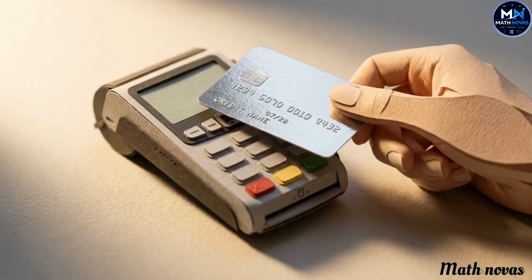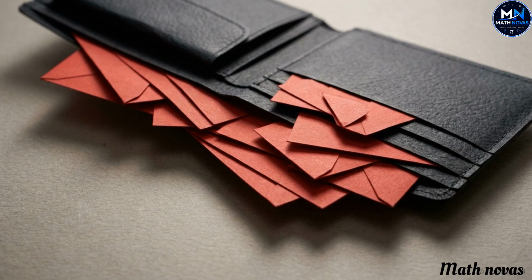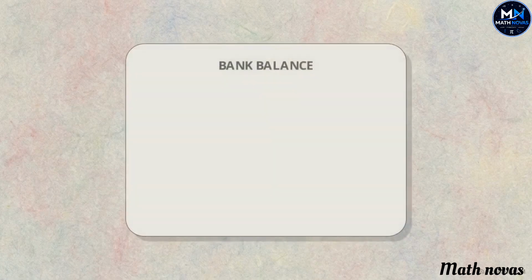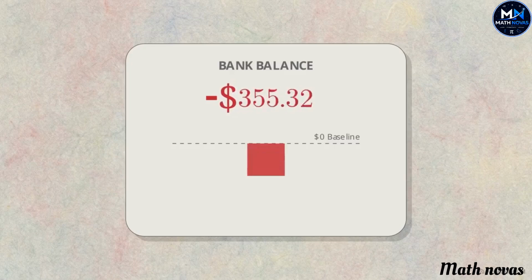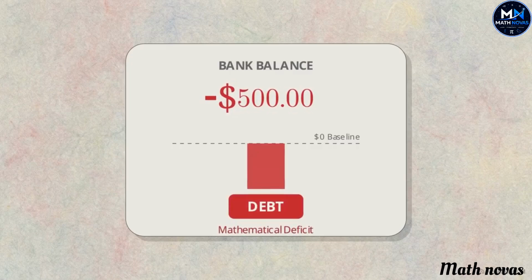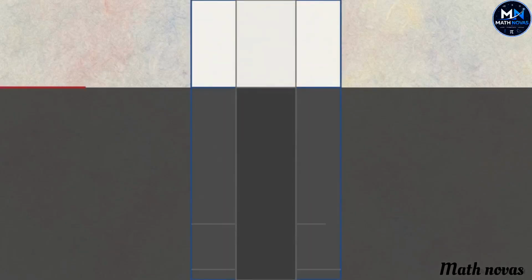The same logic applies to personal finance. When you spend more money than you actually own, you create a mathematical deficit. If a bank balance drops from 0 to -500, that negative integer represents a specific amount of debt owed to the bank. We also use this system to track spatial depth.